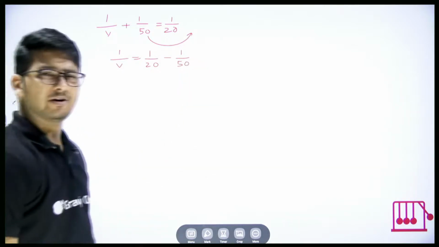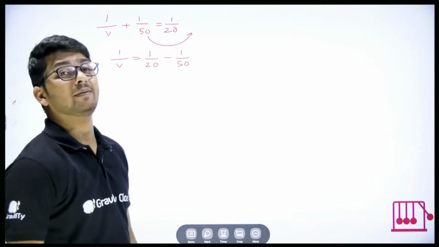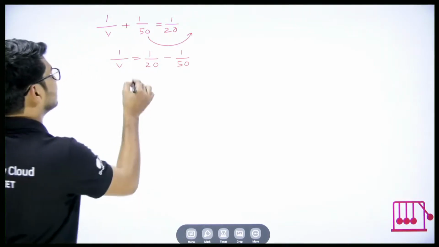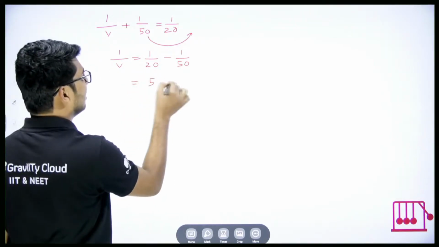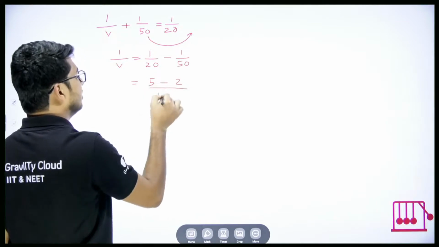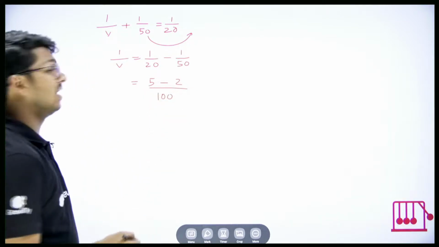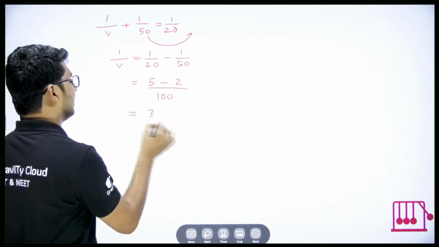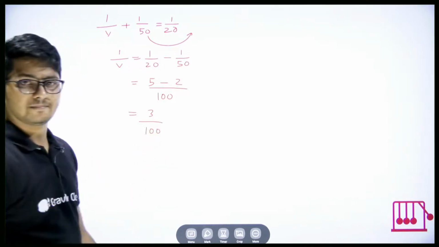Now I have to take the LCM of 20 and 50. What will that be? 100? Yes, so 20 into 5 is 100, minus 50 into 2 is 100. So 5 minus 2 by 100, which will be how much? 3 by 100. Is this the answer?